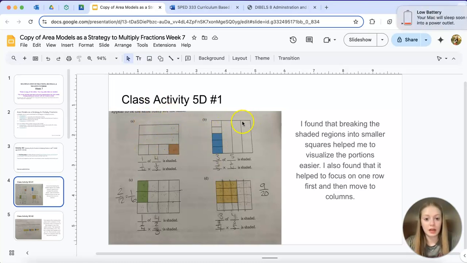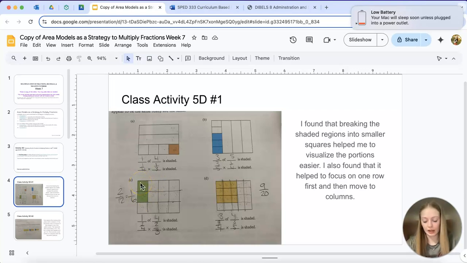So then for B, I got 3 of 5 because going up and down, it's 3 out of 5 here, and then I made my way side to side. So moving to the right, there's 1, 2, 3, 4, 1/4. So you got 3/5 times 1/4, and you get 3/20. And again, you can expand these rows, fill in the rest of those squares, and you could just see the 3/20 easier.